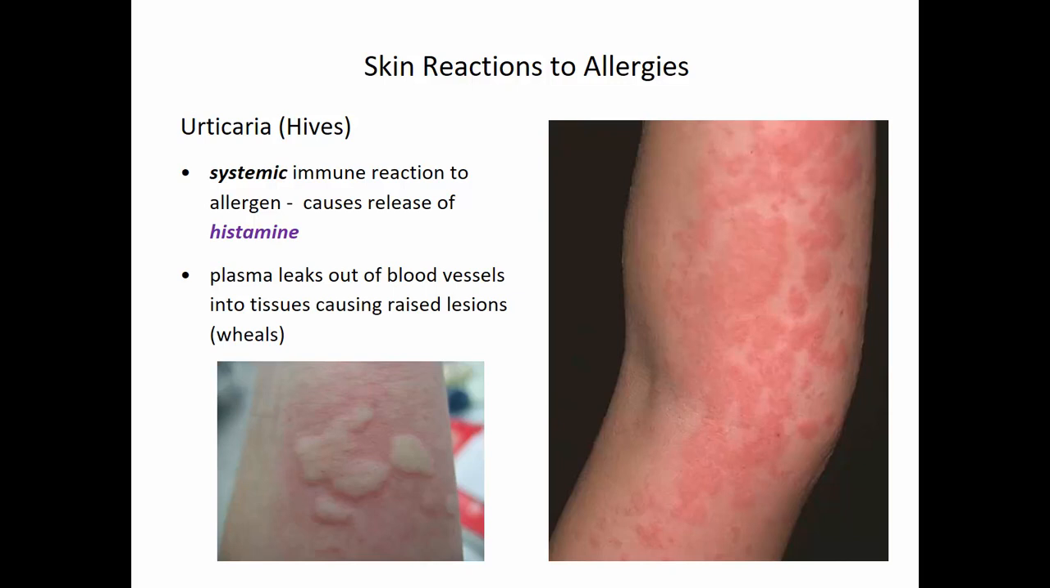Because this is a systemic reaction, we need to have a drug that acts systemically to treat hives. So these are antihistamines that counteract the action of histamine, and we need to take them orally or some way that they get into our bloodstream, a systemic treatment.